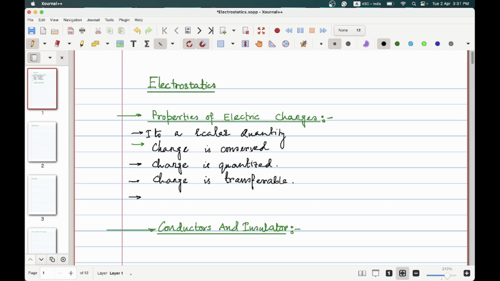Charge is conserved. Charge is quantized means any charge is an integral multiple. Charge is conserved means charge cannot be created or destroyed.